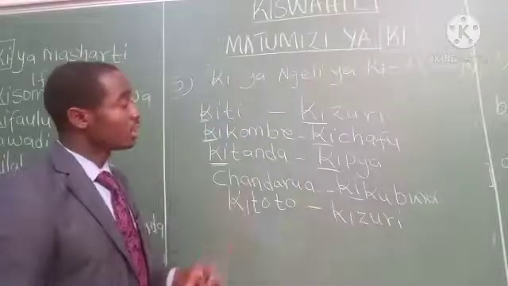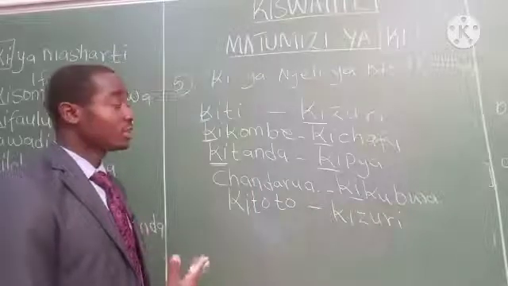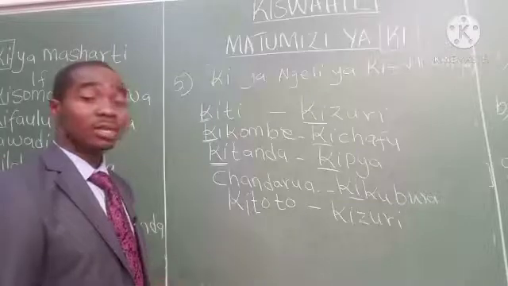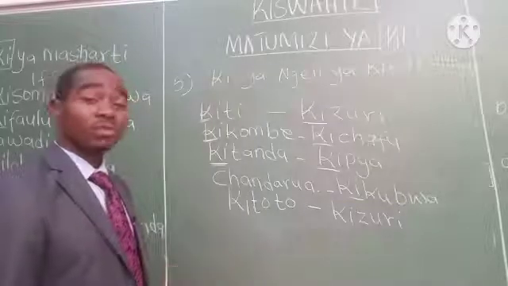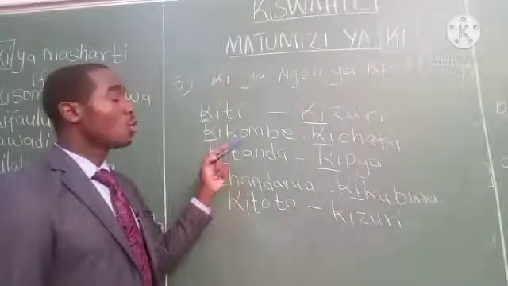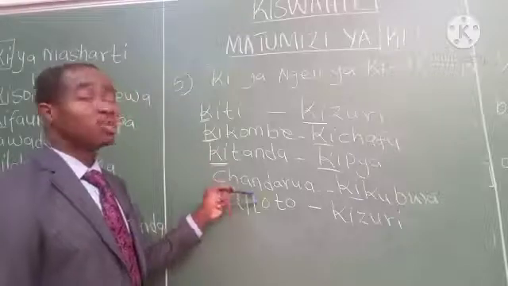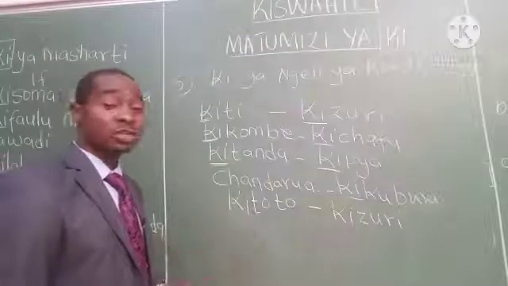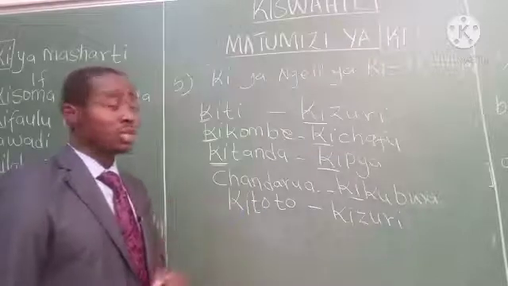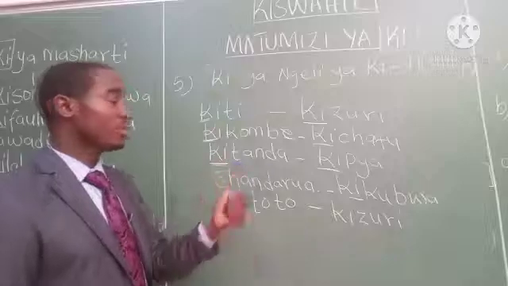We can also say not every type of words they use ki. We have other type of words that they use other thing apart from ki, like the possessive pronouns. We say kiti changu, my chair, kikombe changu, my cup, kitanda changu, my bed, chandarua changu, my mosquito. No, let me not say everything is mine, okay? Kitoto chako, your child, chandarua chako, your mosquito net, kitanda chako, your bed, you know.